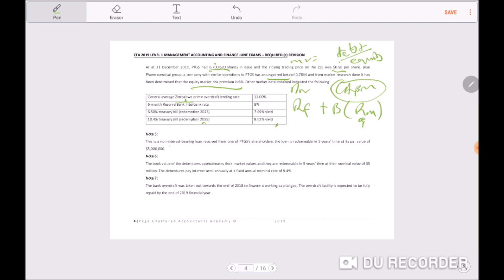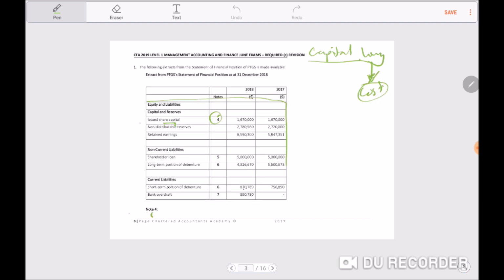If we move on to note 4, let's see which are the instruments. So we have dealt with this instrument. Non-distributable reserves. Is this a source of funding? It's an internal source and does not have any cost. Same applies to the retained earnings. These are internal sources, and internal sources do not have any cost of capital. So you can just state your reason for excluding these non-distributable reserves and retained earnings. Just stating why you are not including them in your calculations will also earn you a mark.